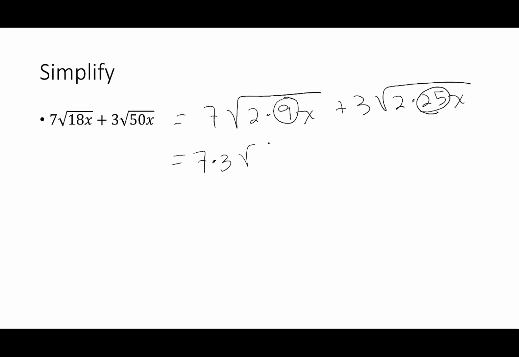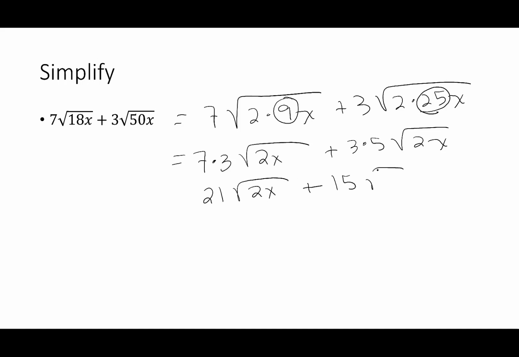So the 9 comes out, it becomes a 3. So I have 7 times 3 square root of 2x plus, that 25 comes out as 5, so I have 3 times 5 square root of 2x. 7 times 3 is 21 square root of 2x. Plus 3 times 5 is 15 square root of 2x. So at this point, I can see that we really do have like terms, even though it wasn't obvious when we first looked at it. Now I can add 21 to 15. That gives me 36, and I have the square root of 2x.